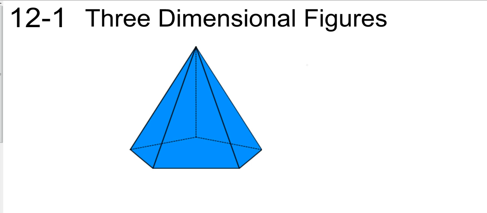So that's a pyramid, and it has a base of five sides. So it's a pentagonal pyramid. Okay, a pentagon on the bottom. So let's label a few things. Let's see what I can write on here.